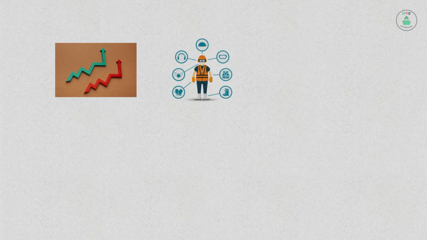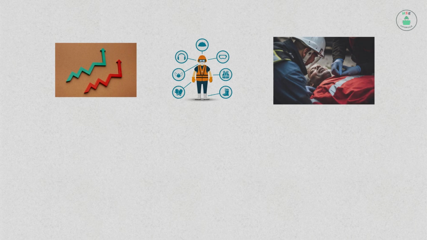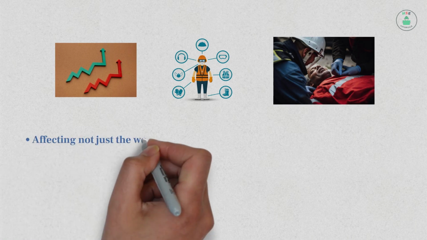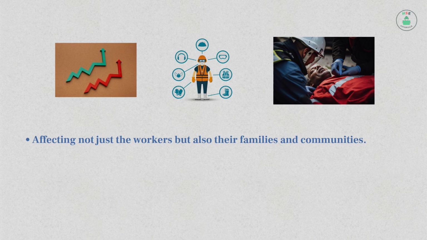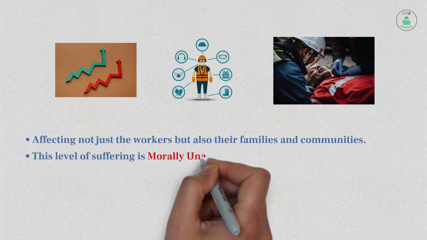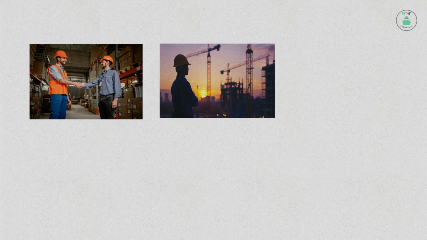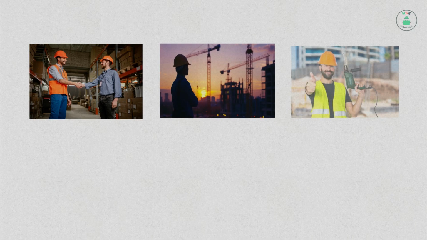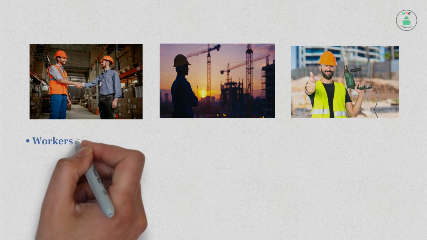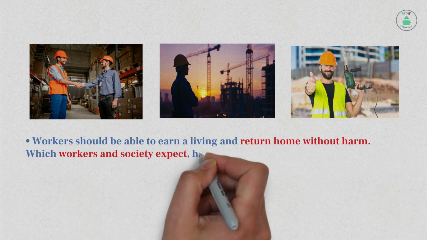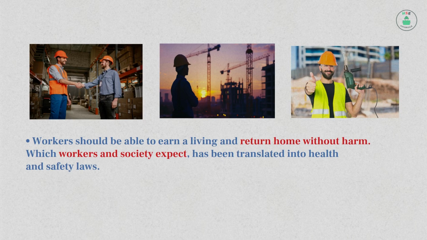These statistics highlight the immense suffering caused by inadequate health and safety management. Poor management can lead to fatal accidents, severe injuries, and debilitating diseases, affecting not just the workers but also their families and communities. This level of suffering is morally unacceptable. Employers have a clear moral responsibility to ensure safe and healthy working conditions because they control the work environment and practices. In simple terms, it's the right thing to do. Workers should be able to earn a living and return home without harm. This basic right, which workers and society expect, has been translated into health and safety laws.